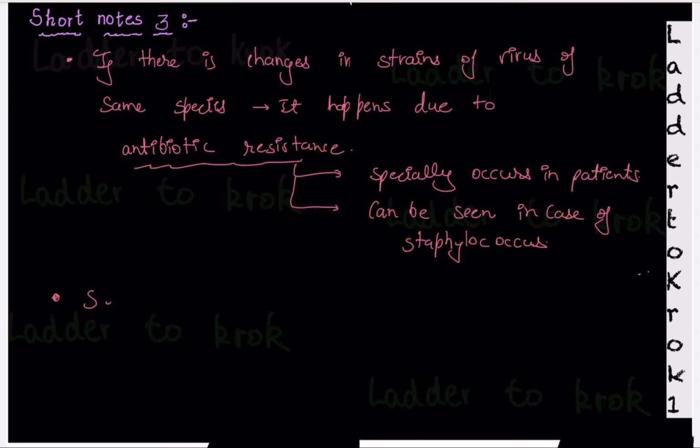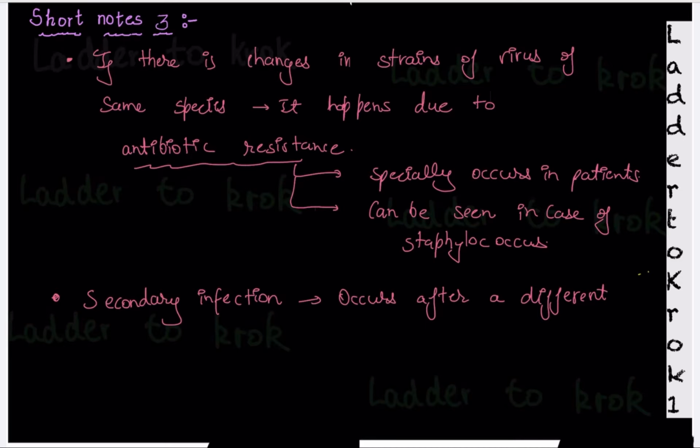Okay, now our next point. Secondary infection occurs after a different previous infection. Like a person is already having some type of infection and some other type of infection happens or occurs. So that is secondary infection.